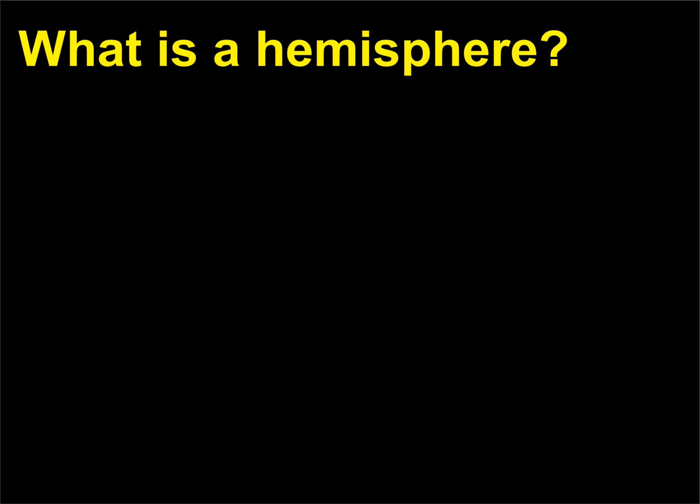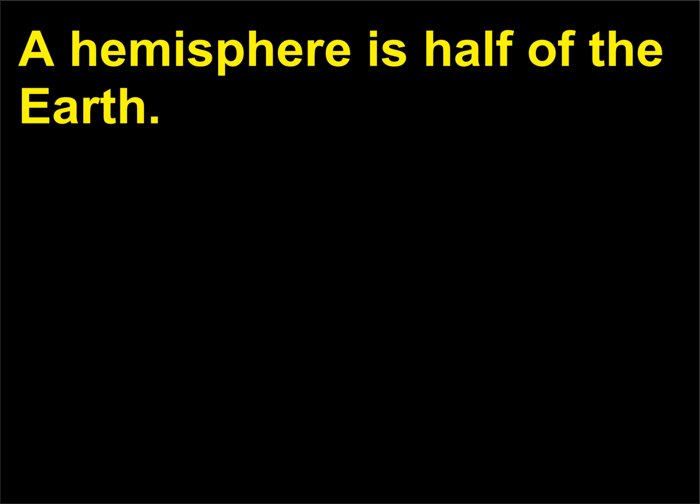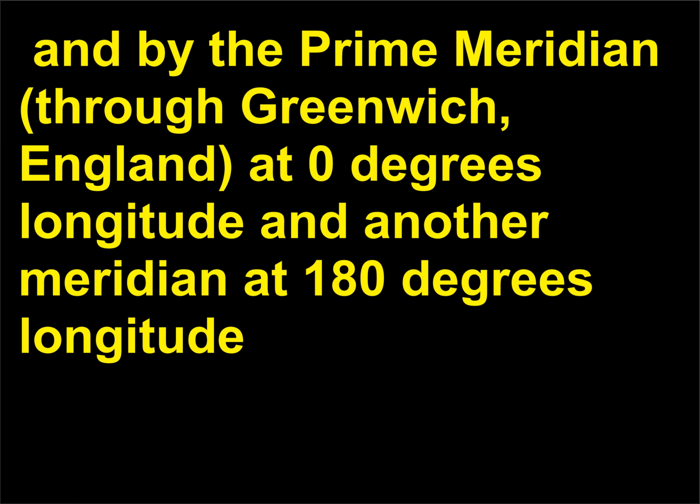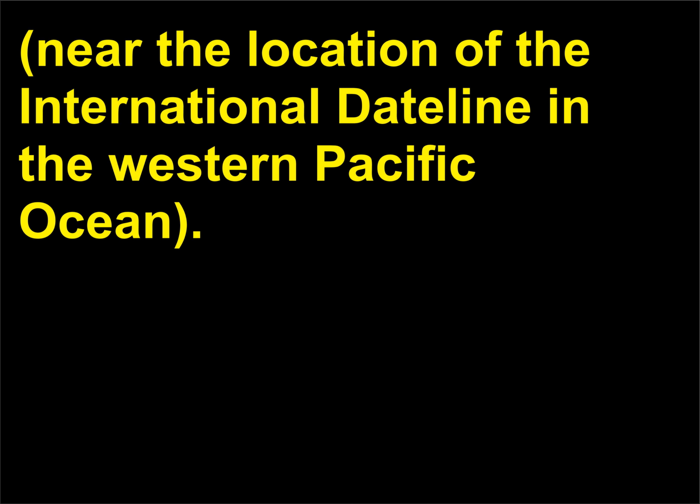What is a hemisphere? A hemisphere is half of the Earth. The Earth can actually be divided into hemispheres in 2 ways, by the equator and by the prime meridian, through Greenwich, England, at 0 degrees longitude and another meridian at 180 degrees longitude, near the location of the international dateline in the western Pacific Ocean.